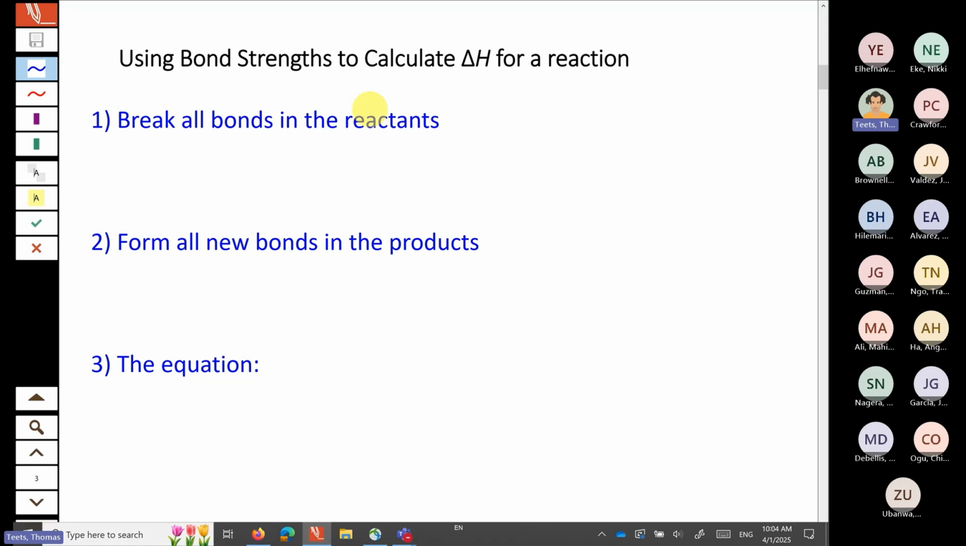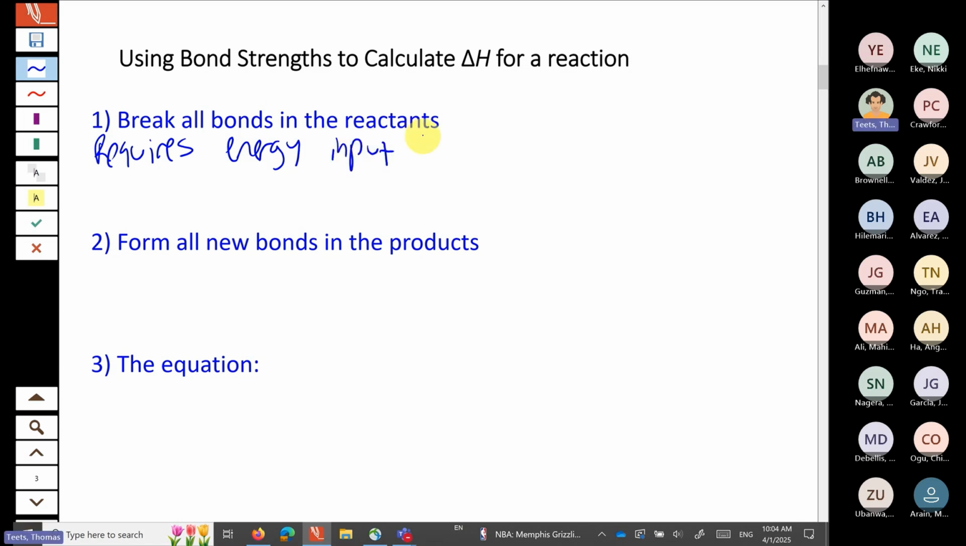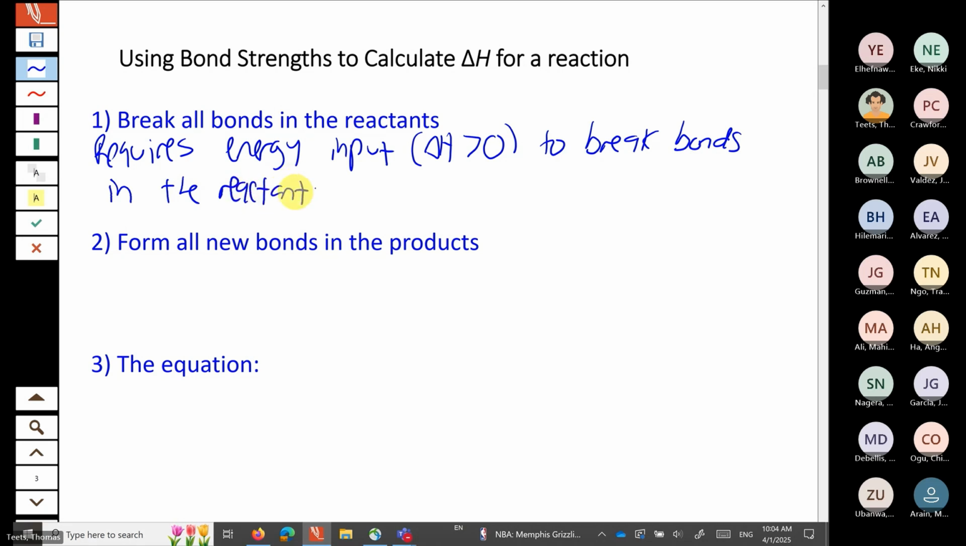So if we want to break all the bonds on the reactant side, that's going to require energy input. If two atoms are held together by a bond, you have to put energy into the system to break those bonds. So it requires energy. So for this step, breaking all the bonds, the delta H is going to be positive. Again, reactants means left side of the equation.